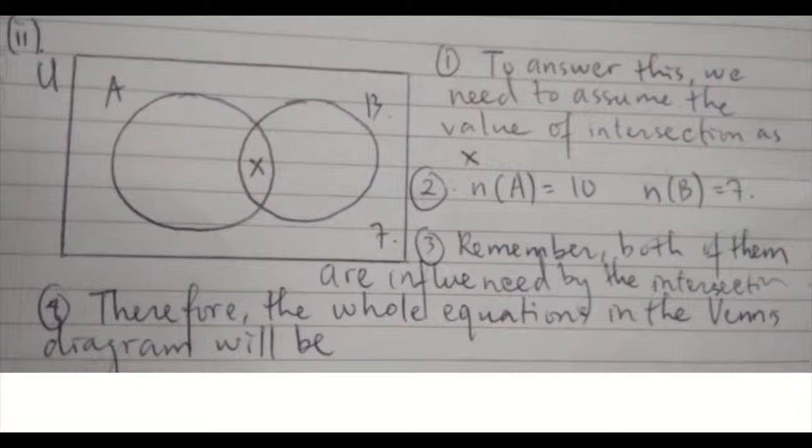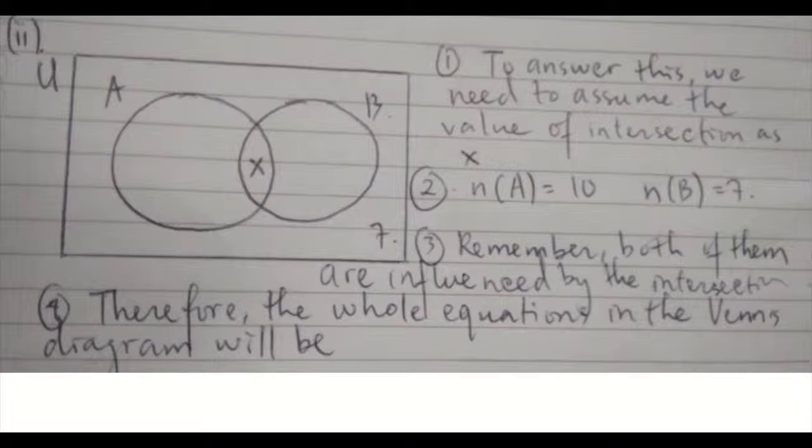And then we go to II. II asks, what is the number of elements of A intersection B? Now, A intersection B, as we have assumed, is x. Okay, that's x. Now, I draw a simple diagram here. Now, we go to the first step of II. The first one is that to answer this, we need to assume the value of the intersection as x. This is something that I already discussed before.